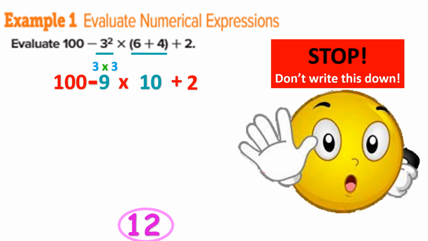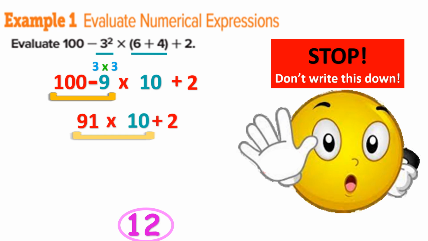All right. Now I'm going to go from left to right. 100 minus 9 gives me what? 91. I bring everything else down. And then I'm going to multiply 91 times 10, which is 910 plus 2 gives me 912. Is that the same answer? Not even close. So following the order of operations is vital to get the correct math answer.